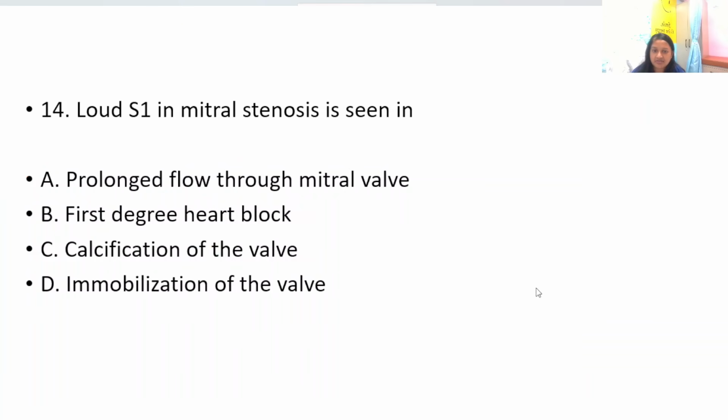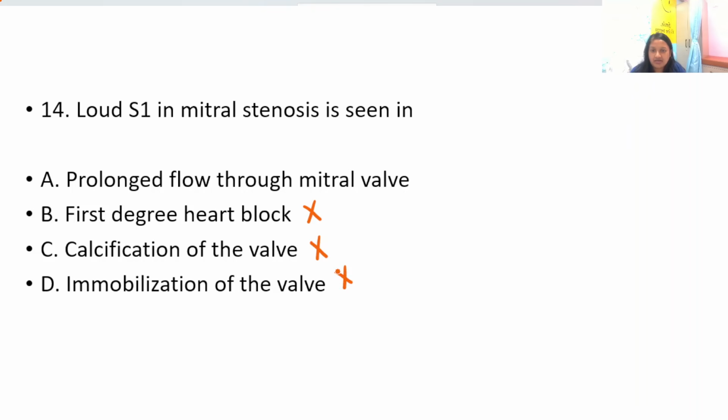Loud S1 in mitral stenosis is seen in, your options are A, prolonged flow through mitral valve, B, first degree heart block, C, calcification of the valve, and D, immobilization of the valve. Among these options, first degree heart block is not the option. Calcification and immobilization of the valve, again these two are not the option.